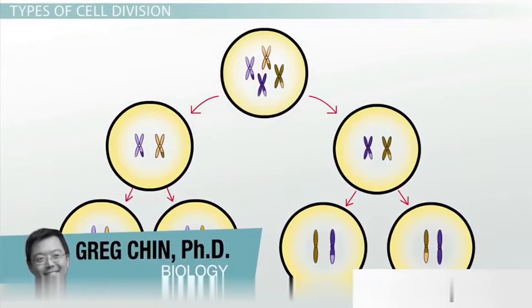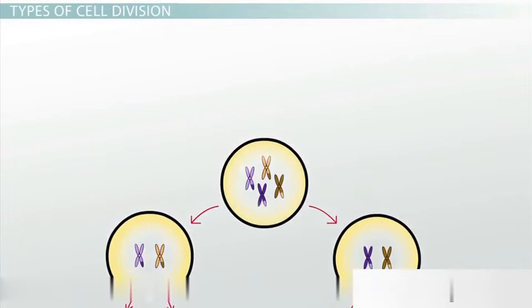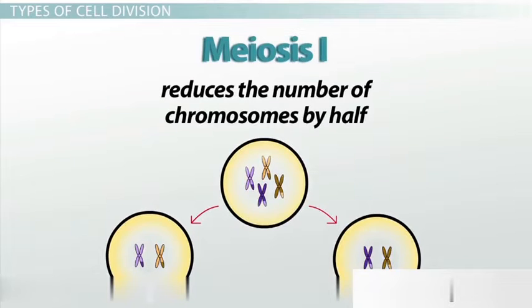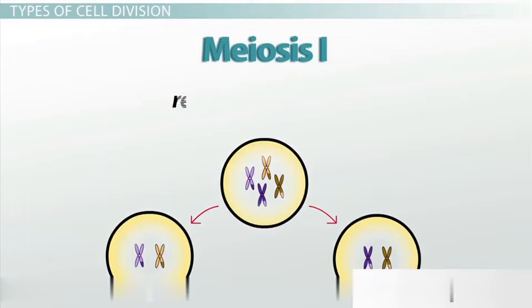To successfully complete meiosis and produce a gamete, a cell must undergo 2 rounds of division. The first round, conveniently known as meiosis 1, reduces the number of chromosomes in the cell by half. The mechanisms the cell uses to accomplish this reductional division differs greatly from mitosis.